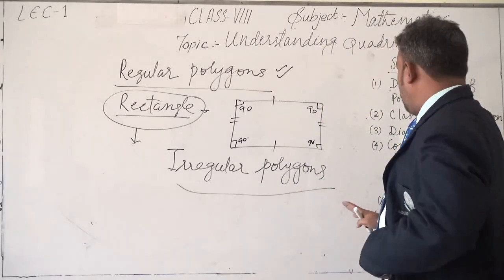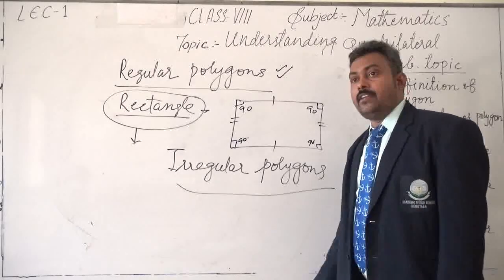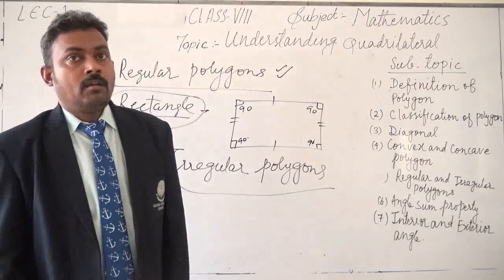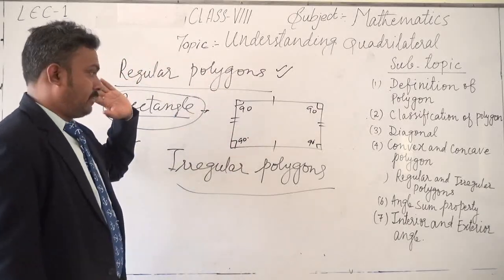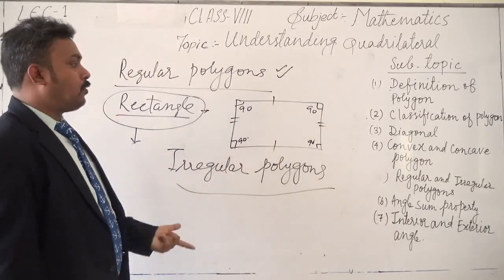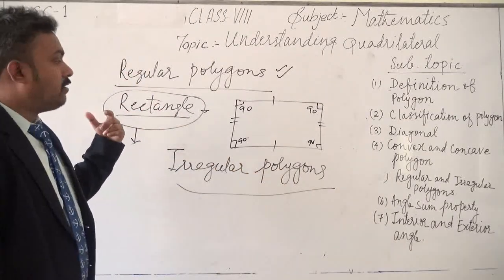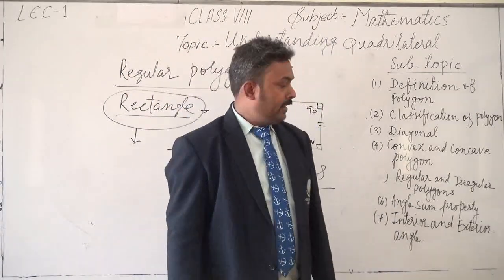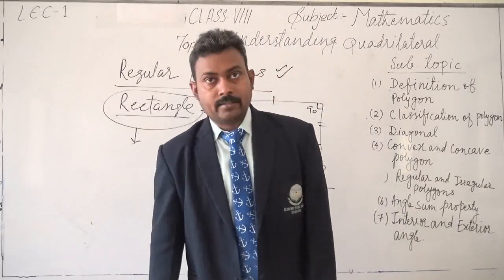So this is how we classify polygons. Now two important properties are left, which we will learn in the next lecture: the angle-sum property of polygons, and the interior and exterior angle property of polygons.